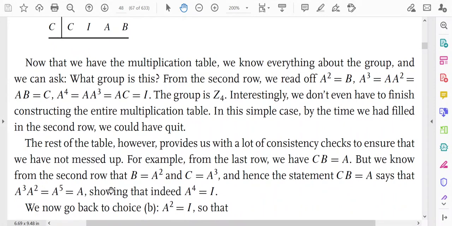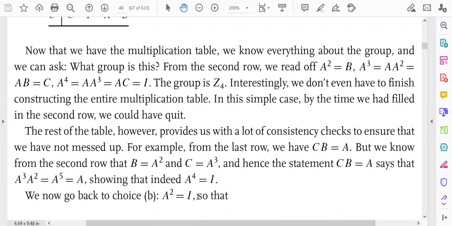But we know from the second row that B is equal to A square and C is equal to A cube, and hence the statement BC is equal to A says that A cube into A square, if we put the values of B and C, is a to the power 5 is equal to A, because we have already estimated that a to the power 4 is equal to I. So a to the power 5 will be I into a4, that is A, showing that indeed a to the power 4 is equal to I. From this statement we can say that what we have got in the second row, that is a to the power 4 is equal to I, is a correct one.